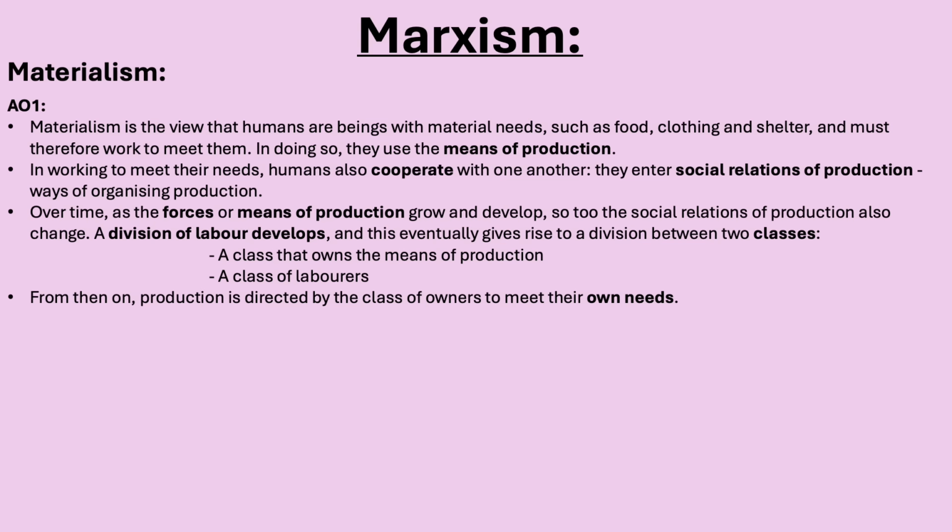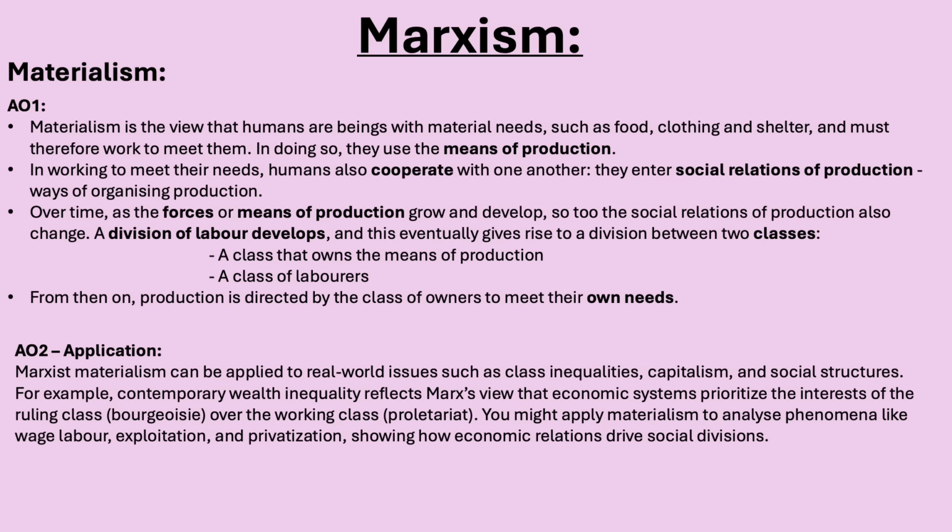In working to meet their needs, humans also cooperate with one another. They enter social relations of production, ways of organising production. Over time, as the forces of means of production grow and develop, so too the social relations of production change. A division of labour develops, and this eventually gives rise to a division between two classes, a class that owns the means of production and a class of labourers, such as the bourgeoisie and the proletariat. From then on, production is directed by the class of owners to meet their own needs, so the bourgeoisie work in their own interests and don't accommodate the workers.